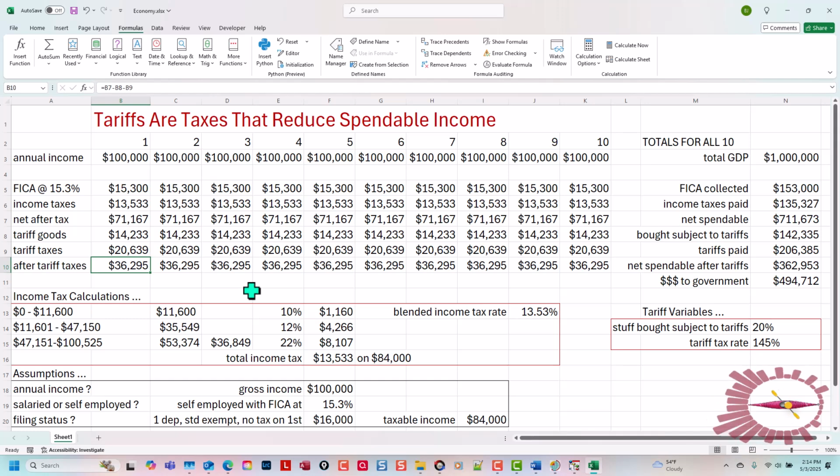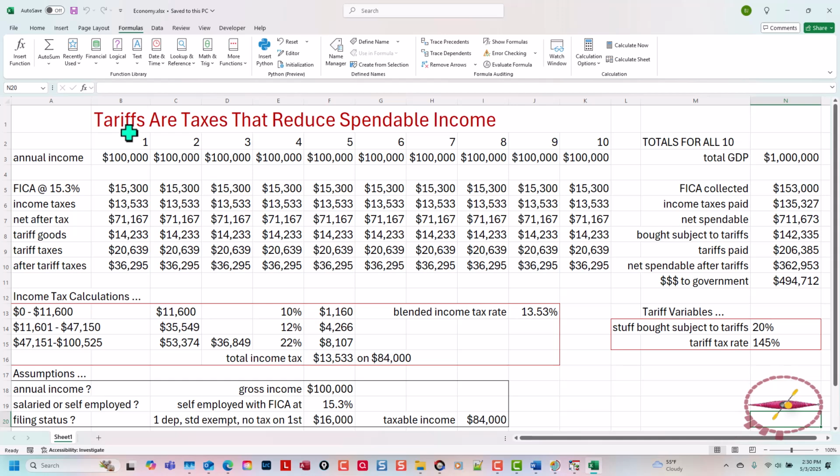Now, I'm going to sum this up by saying that Social Security and Medicare, or FICA, are a form of taxes and they're paid to the government. Income taxes are also paid to the government. And tariff taxes are taxes that are paid to the government. To sum all those up, I'm going to look over here on this part of the spreadsheet where I've summarized the amount of money in all these categories paid by the 10 people that are represented in this spreadsheet.